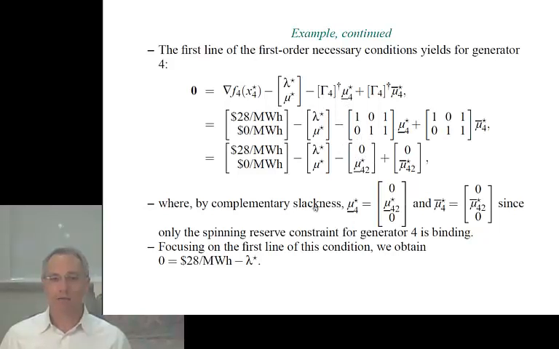In particular, the middle constraint on reserve lower limit is binding, although we'll see that it's only just binding, and the corresponding upper limit is also just binding, and again we'll see it's only just binding. Focusing on the first line of the condition, however, notice that it doesn't have any of the mu's in it. So that means that $28 minus lambda star is equal to 0. That's the same as we saw before for the 300 megawatt case. It just happens to be the same.